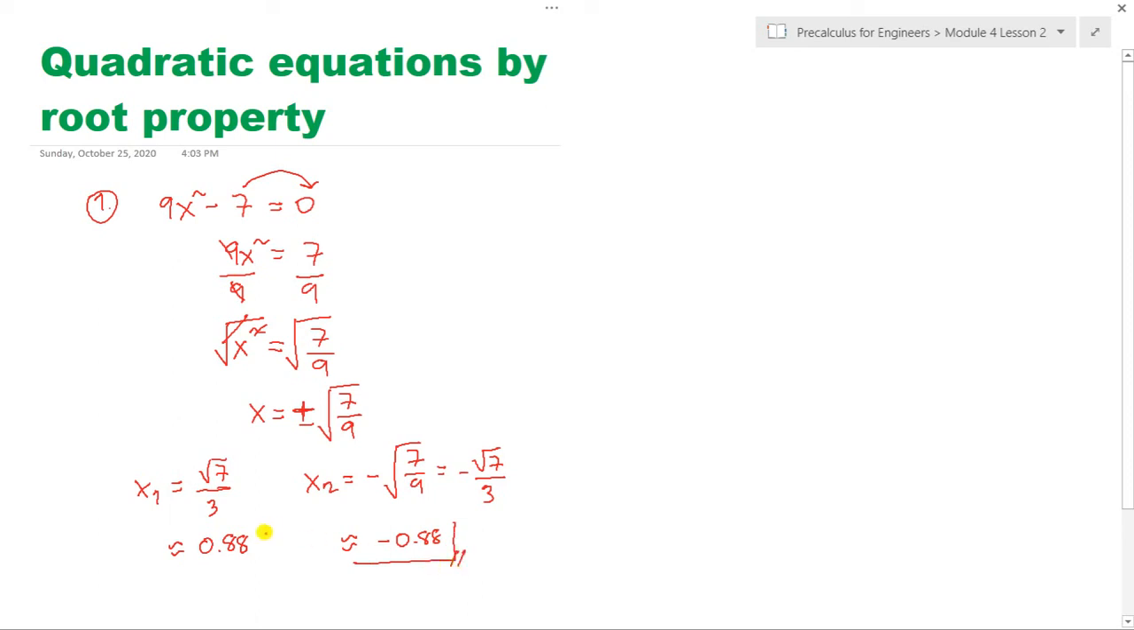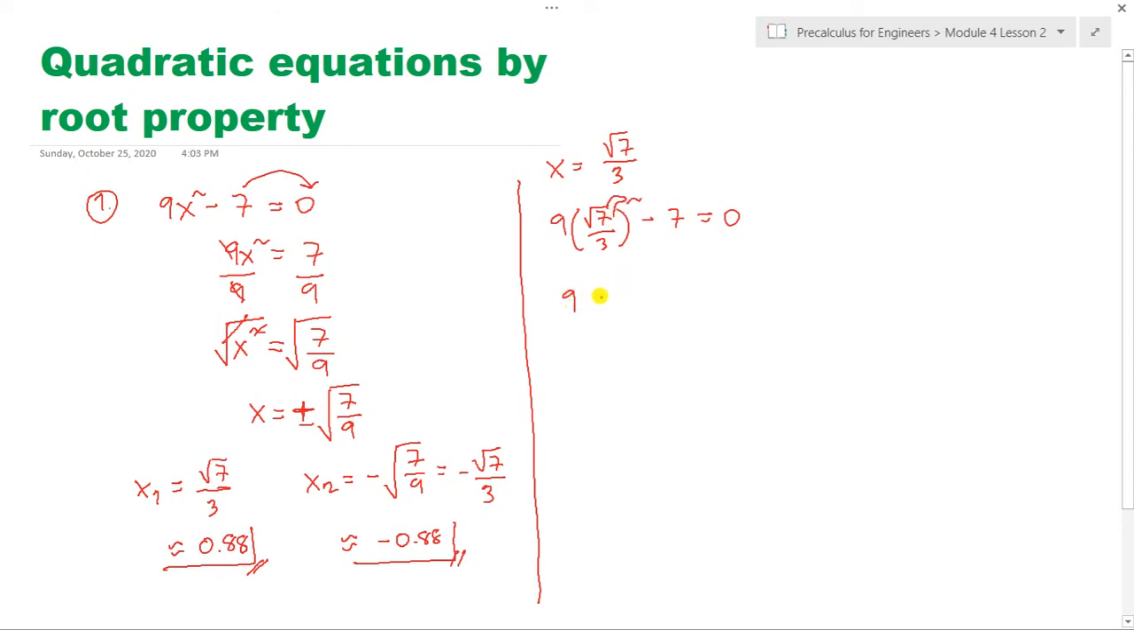So they have the same magnitude but opposite in direction, because this is positive 0.88, the other one is negative 0.88. So if we try to verify this, okay, let's just use the exact value. So for x is equal to positive square root of 7 over 3, we have here 9 times square root of 7 all over 3, then squared, minus 7 is equal to 0. So distribute the square on both the numerator and the denominator, so we have here 7 na lang, and the other one is 9 minus 7 is equal to 0.